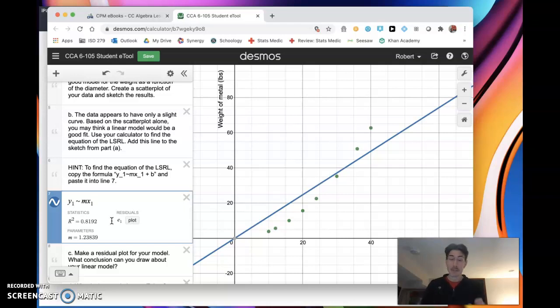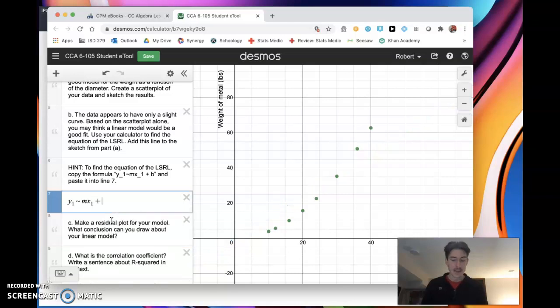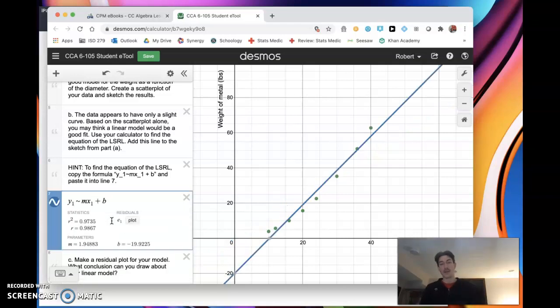mx1, right? So I just type x and 1. I don't need to worry about the subscript. Desmos will handle that for me. And then I type in plus b, because I want that intercept. That intercept has meaning. And now we're going to go ahead and look at that.